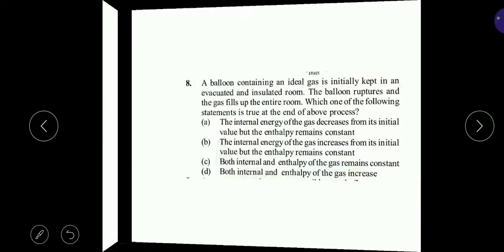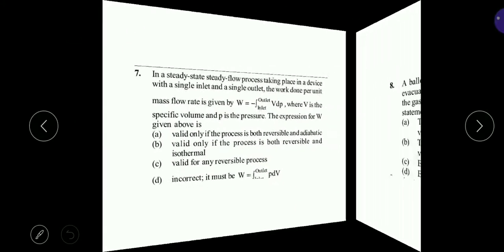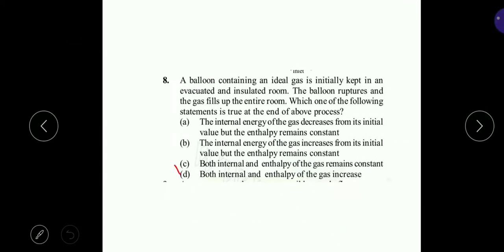So here the correct option will be C again. Both internal energy and enthalpy of the gas remain constant.